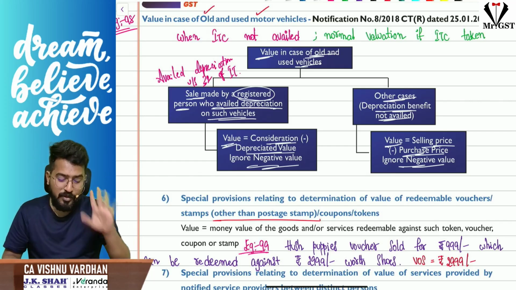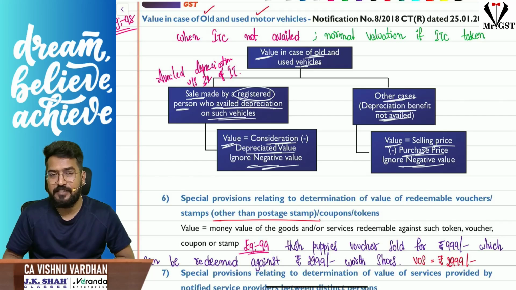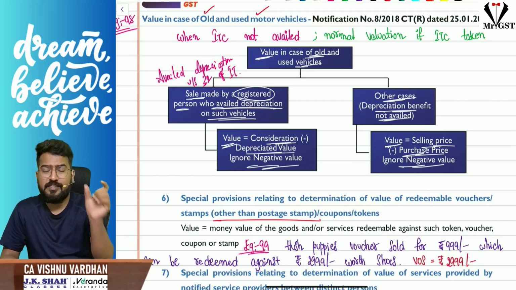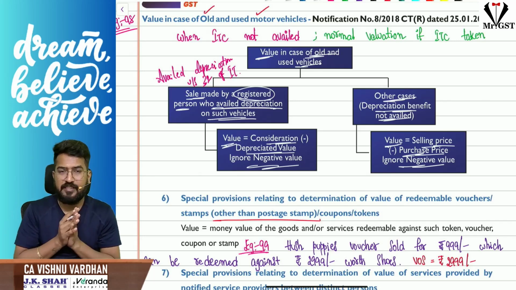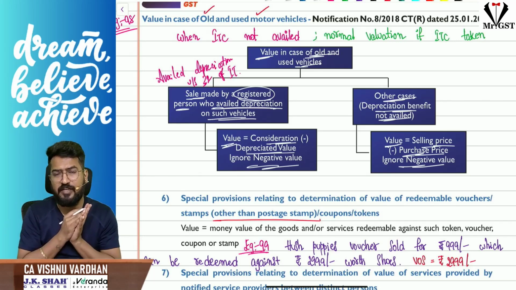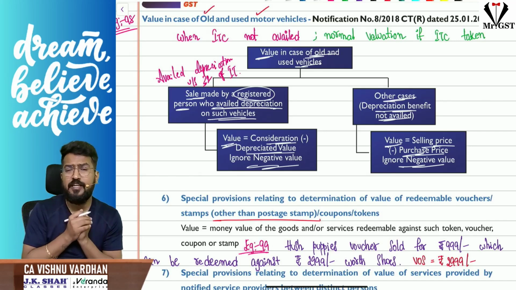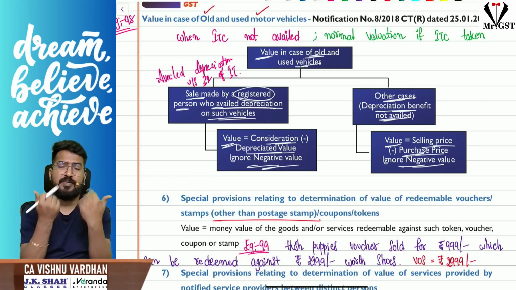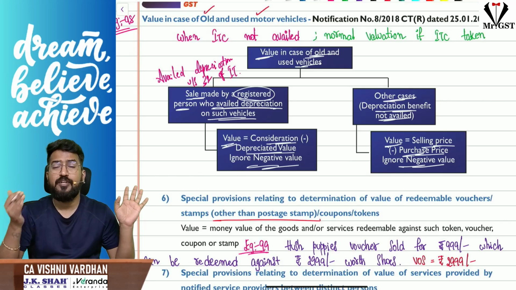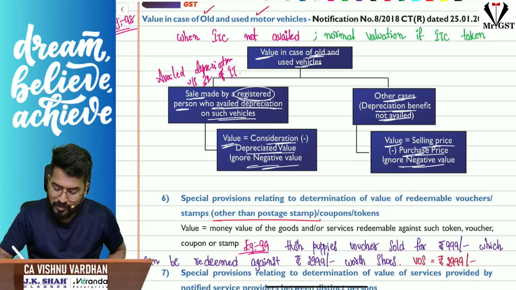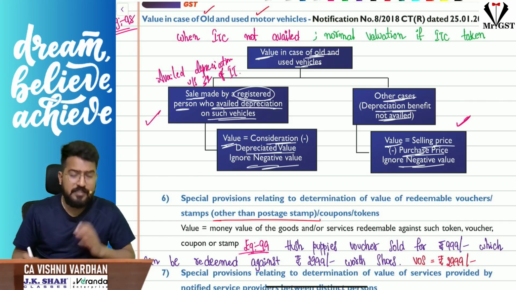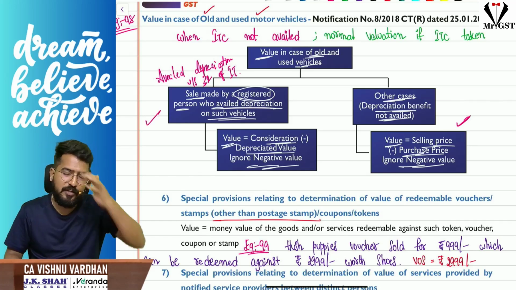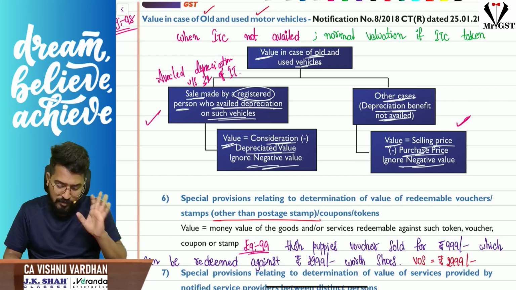If you have not taken ITC, then the value of supply will be sale price minus depreciated price, if you have taken depreciation, that is, if you have availed depreciation benefit under income tax. If you say, no sir, I have not taken any depreciation benefit, then sale price minus purchase price will be the value. If it is negative, you will ignore it. If you have availed depreciation benefits, then sale price minus depreciated value will be the value of supply. I will show you one small example here.